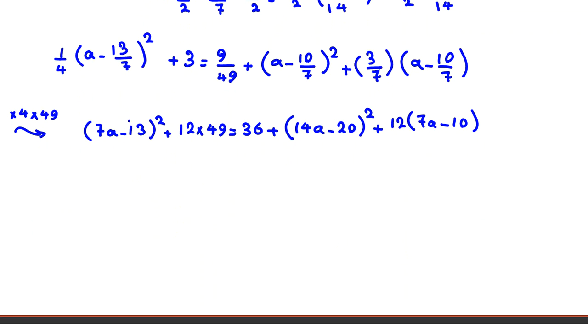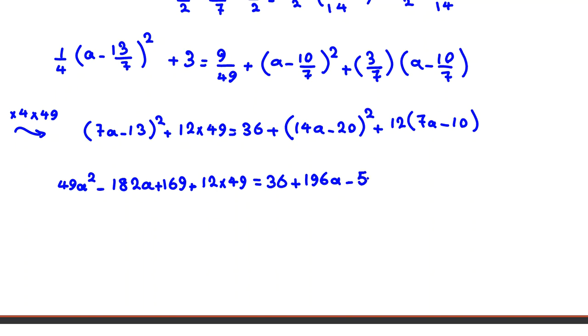Now let's expand. So the first one is 49A squared minus 7 times 13, 91. 2 times 91, 182A plus 169 plus 12 times 49 and equals 36. And here plus 196A minus 2 times 20, 40, 56A, 560A plus 400 minus 84A and plus, sorry, 184A minus 120.